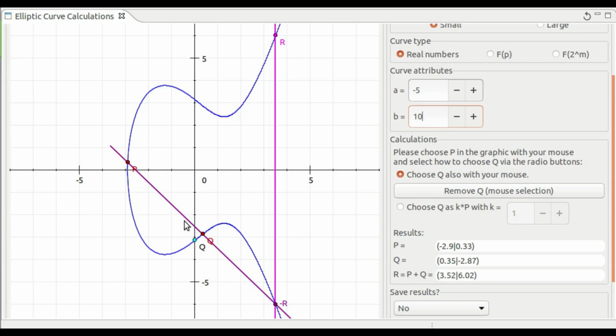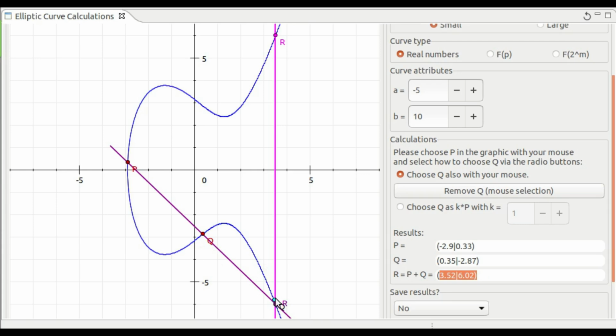If you join these 2 points P and Q, this line will intersect the curve at a third point. Let's call it minus R. You have to take the mirror of this point along the x-axis. The mirror will be this one. The result of P plus Q will be this point R. These are the coordinates for P, these are the coordinates for Q, and the result R coordinates are these two.